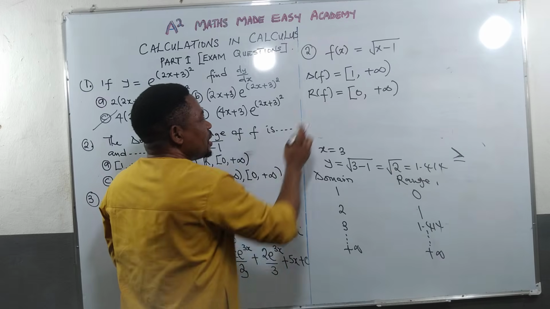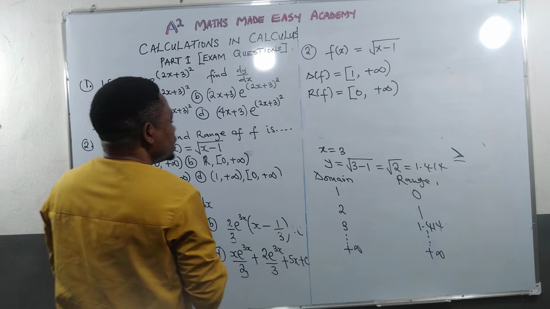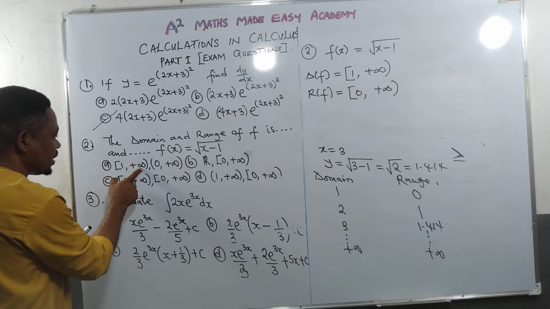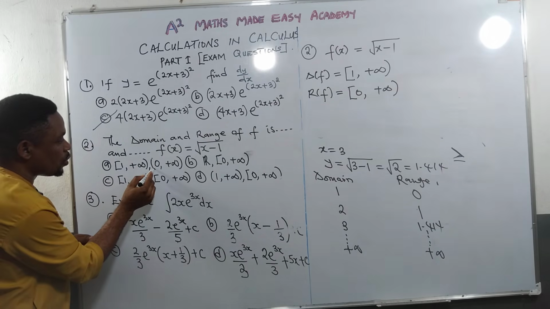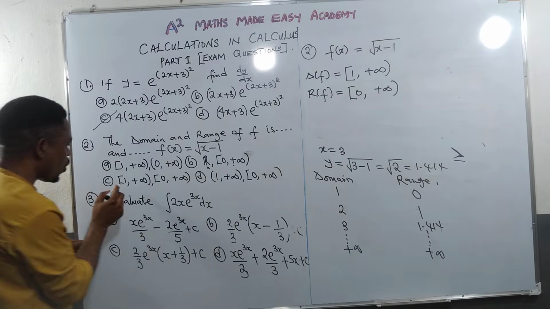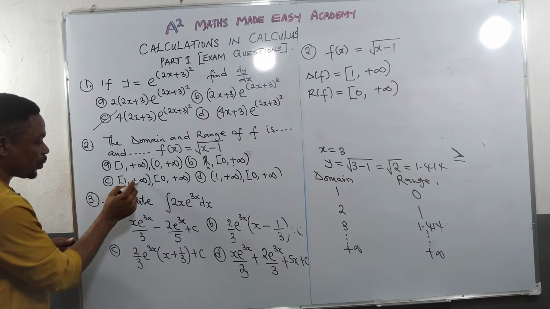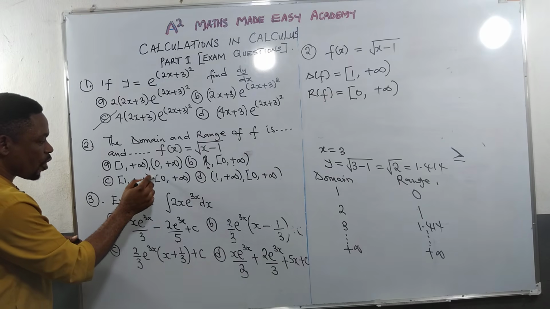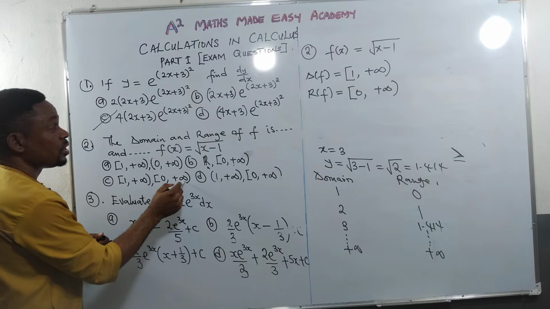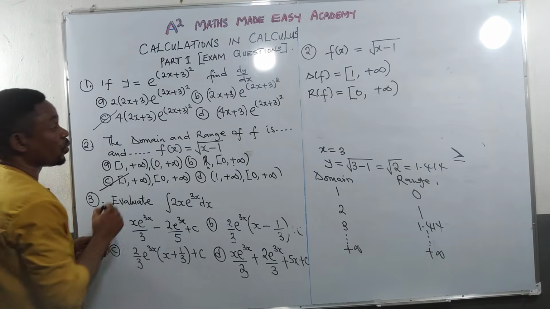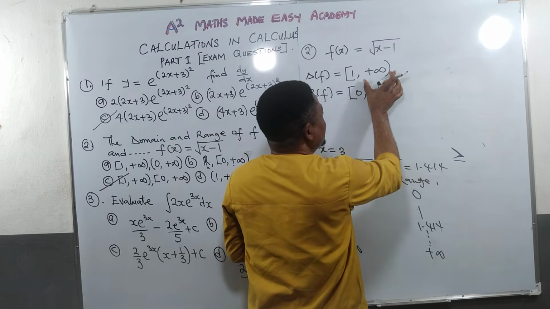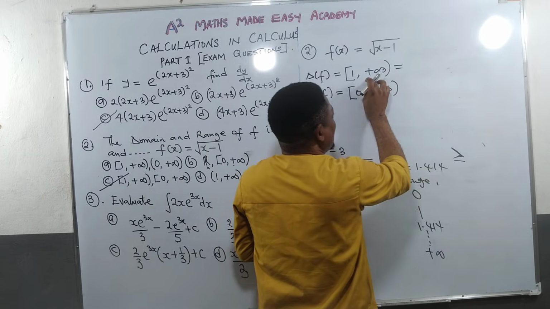Now the answer is this. Am I communicating? Let us observe this in the question. Now the first option says closed bracket 1 comma plus infinity, yes, but this has disqualified it. No. This is domain and this is range. Now observe this: closed bracket 1 comma plus infinity, then comma closed bracket 0 comma plus infinity. The correct answer now is option C.